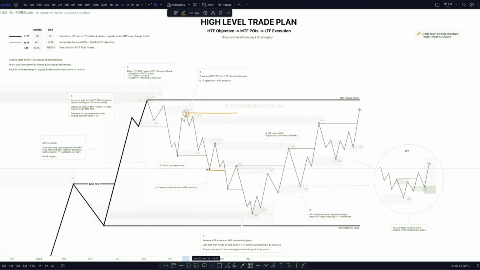This becomes your strong high that broke the low. So this is your immediate bias. You want to focus on shorts from M15 zones, right? Your medium time frame. So you've got a zone here, you've got a zone here. We never know which one price will pull back to.